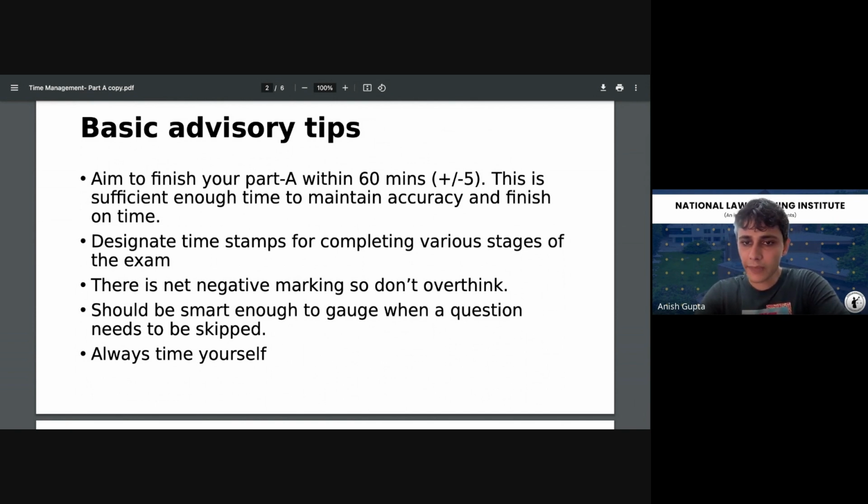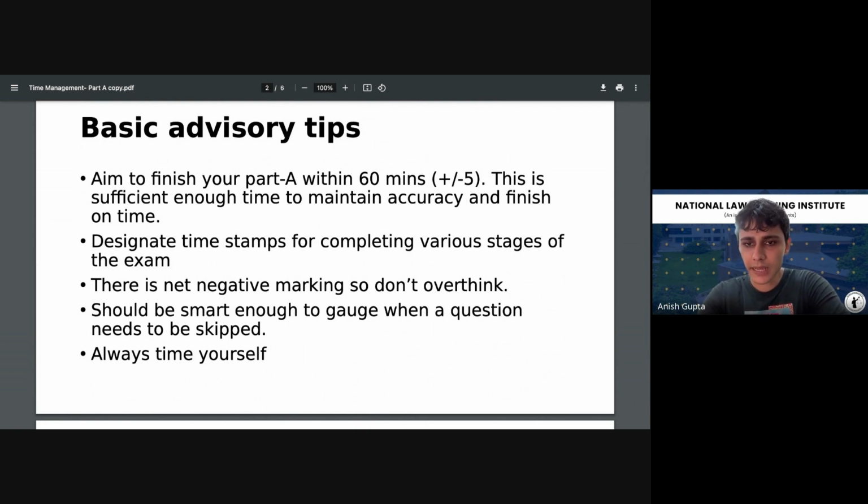Many times students don't keep these timestamps. They'll only see if the clock has hit 60 minutes and if they finished 75 questions. Because if you do not keep these mini timestamps, you might realize that you've already maybe spent too much time on your part A and you don't have enough time left.